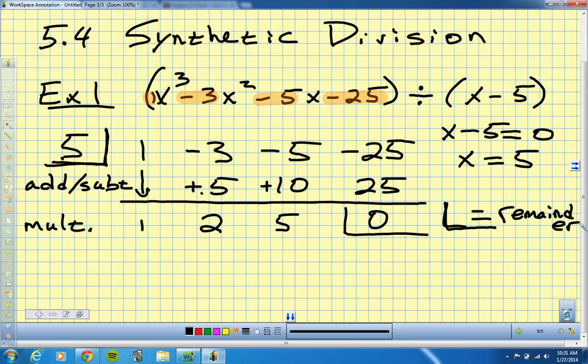Okay, so we're dividing x cubed by x, right? So what's this going to be down here? X squared. When we divide x cubed by x, we're going to start with x squared plus 2x plus 5. That is my answer.